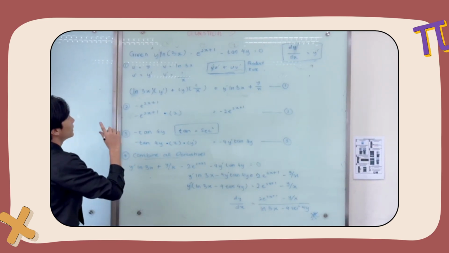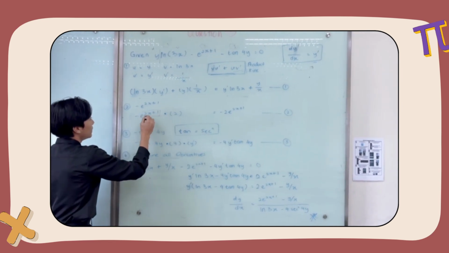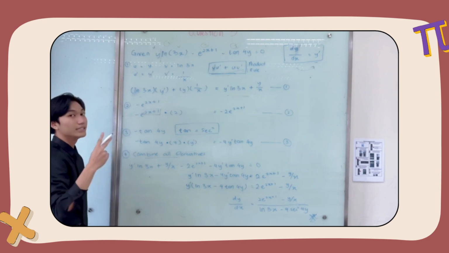For the second term, 2 to the power of negative x plus 1, we just differentiate all the power and then we get the answer.